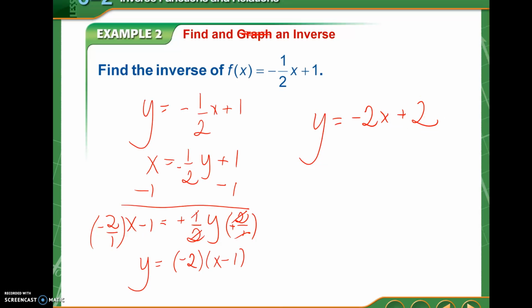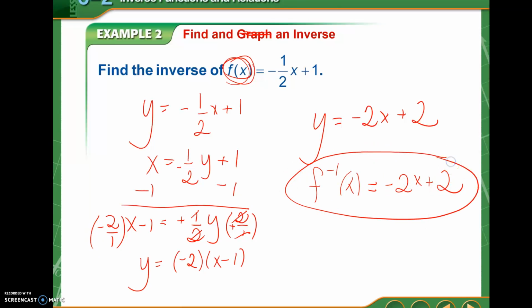And we don't want to leave it as y equals, because that's just any line. We want to show that this is an inverse of this. To just show that, I need to write it in inverse form, function inverse. So f to the -1, f because this was f, so this is the inverse of f, equals -2x plus 2. So if this was g, I would put g to the negative 1. So that's how we find the inverse.